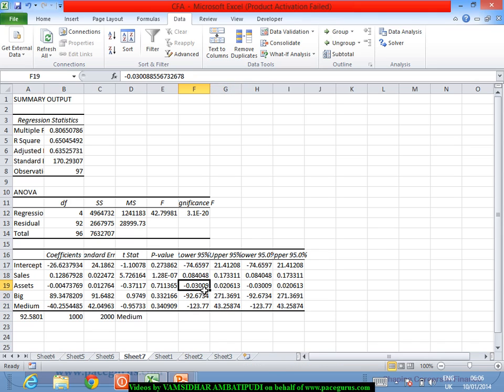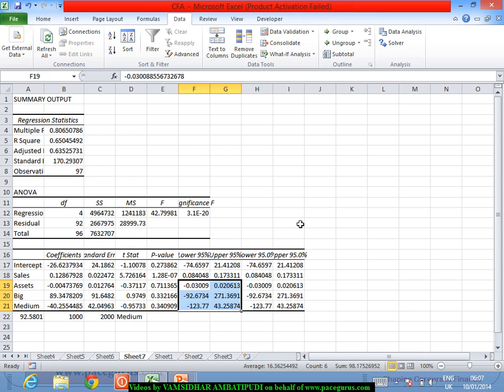For all these, the 95% interval contains a 0. Only for this one, the 95% interval does not contain a 0, which means only this value is statistically significant at 95% confidence level or 5% significance level. All these coefficients are not statistically significant, so we can very well ignore these variables. That is what we get out of the analysis.